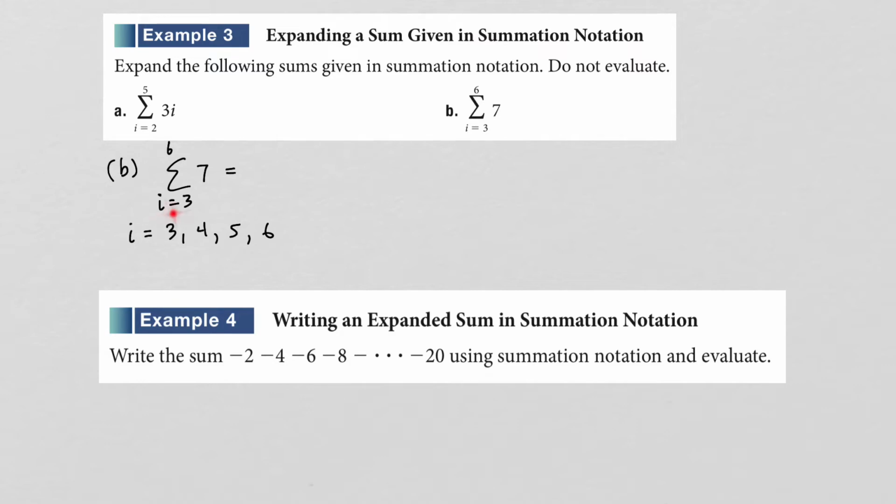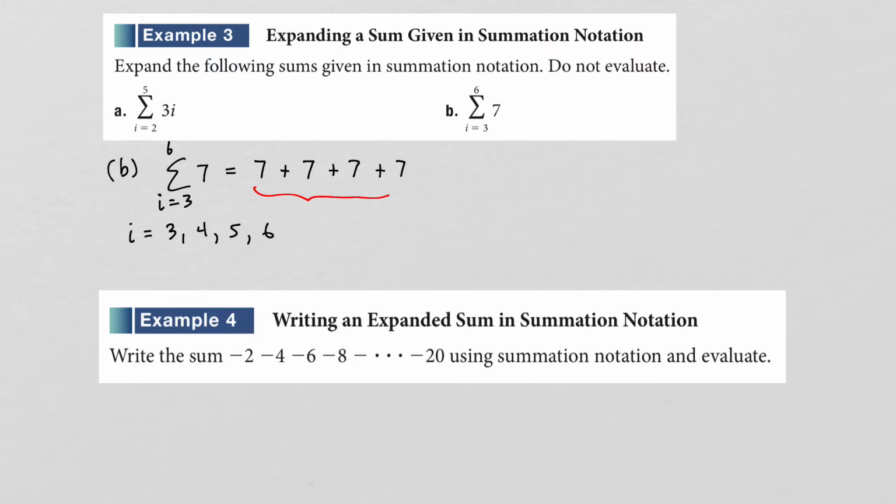So when i equals 3, the number is 7. Plus when i equals 4, the number is 7. When i equals 5, the number is 7. And when i equals 6, the number is 7. So for this one, it's just 7 plus 7 plus 7 plus 7 because it's a constant, okay?